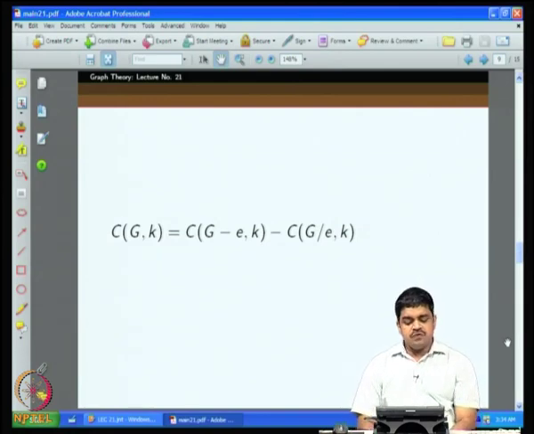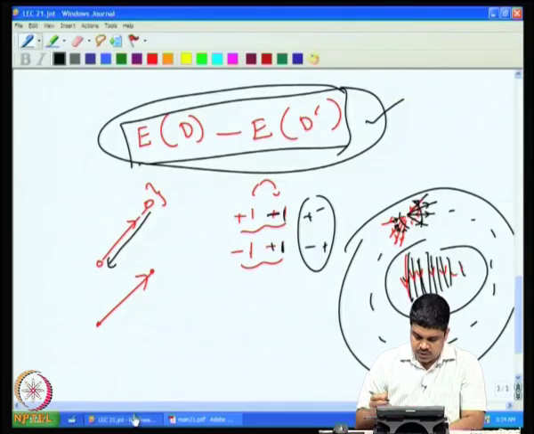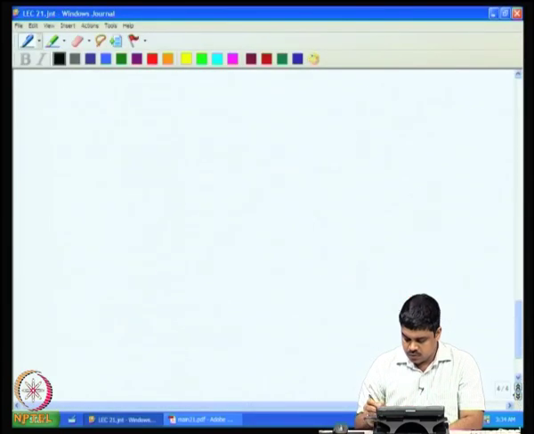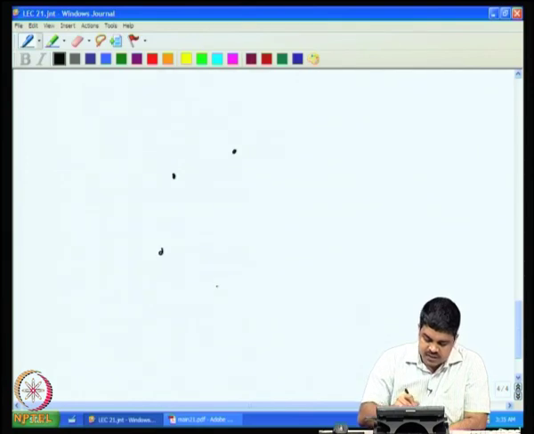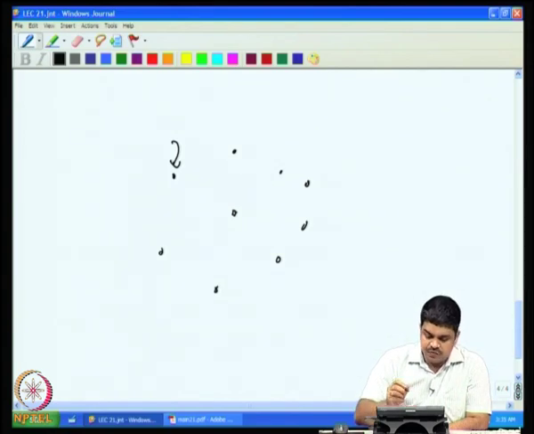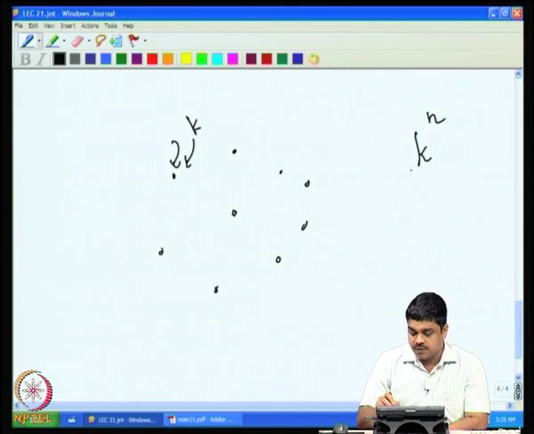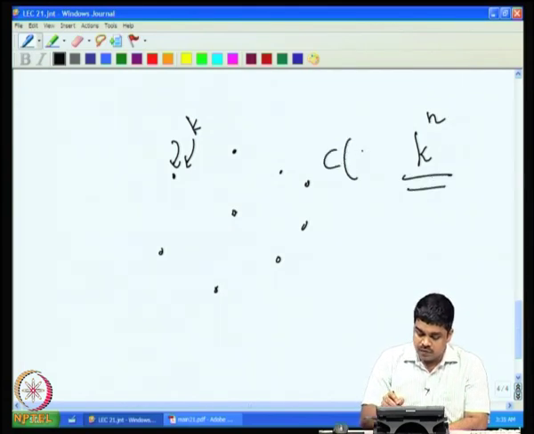And now for C of G comma K, you can see that if the graph is just a collection of vertices, with no edges in it, then every vertex can get any of the K colors, right? So therefore K raised to n will be the C of G comma K here, if n is the number of vertices.